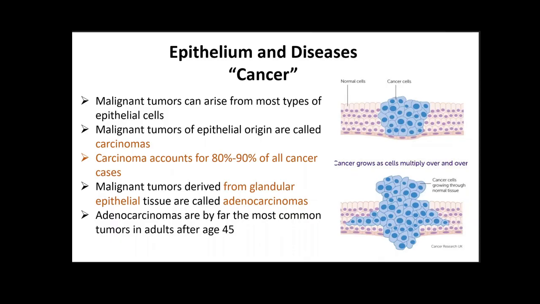So again, most of the time when you see somebody with cancer, it's going to be carcinoma. It's going to be breast cancer, prostate cancer, urinary tract cancer, all of these coming from epithelial cells. And sarcomas are what we call cancers of connective tissue and so on.